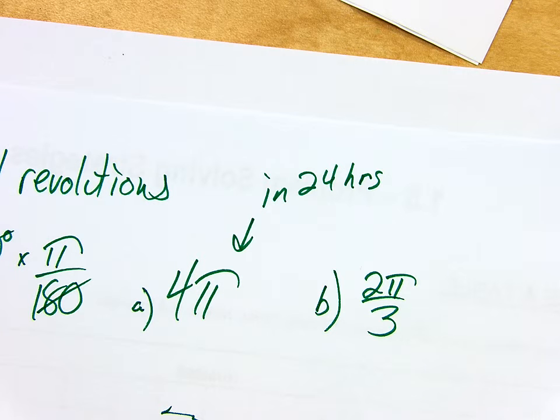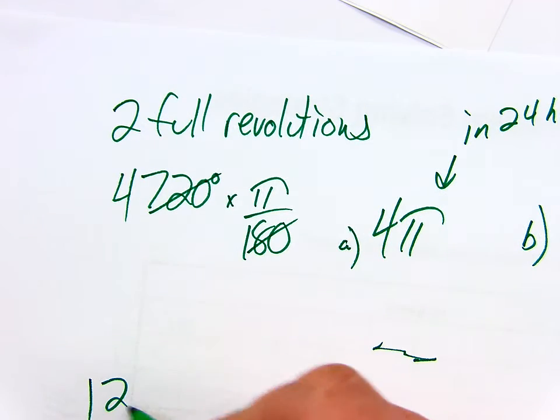Minute hand. Right, so every hour it does one full revolution, right? 24 of them in a day. Correct. In 12 hours. So A is asking us about 12 hours. So in 12 hours it does 12 revolutions. How many degrees is 12 revolutions?